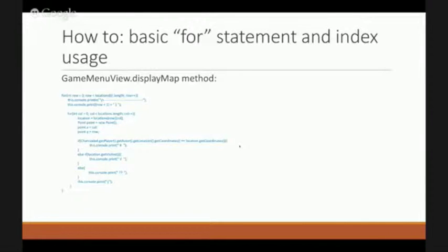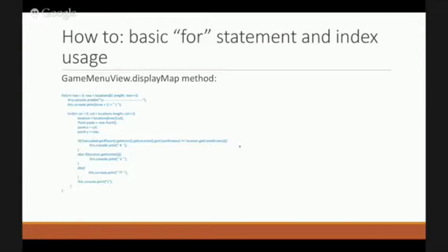The next item that I want to talk about is the for statement or a for loop. A for loop is a structure that is used to iterate through code, just repeat code within a program. In this case that I'm showing here, it's a for loop enclosed within another for loop used in the method displayMap of the class GameMenuView, which is used to display all the locations within the map. It basically demonstrates the usage of a for loop.